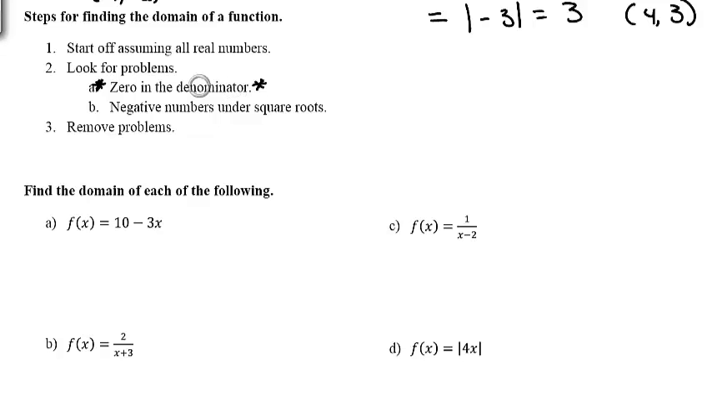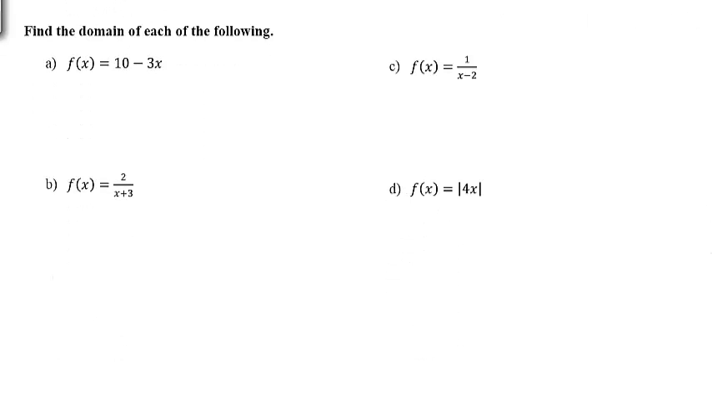So this is the main problem that we're going to look for, is where could I possibly end up with a 0 in the denominator? So that would mean, where are there x values in a denominator? And then we're going to want to remove any of the problem x values that we find. So let's look at some examples of how to do this.